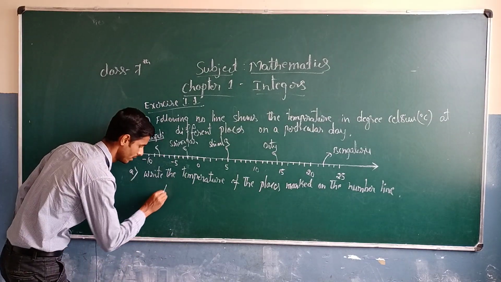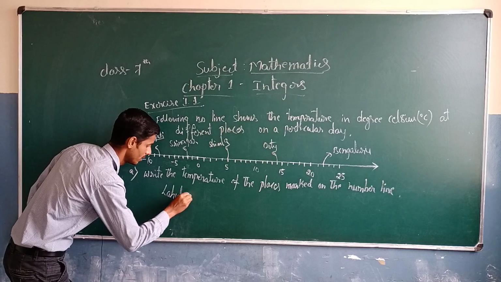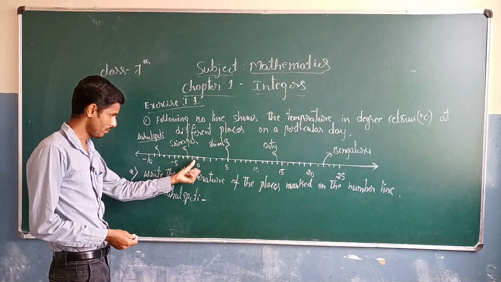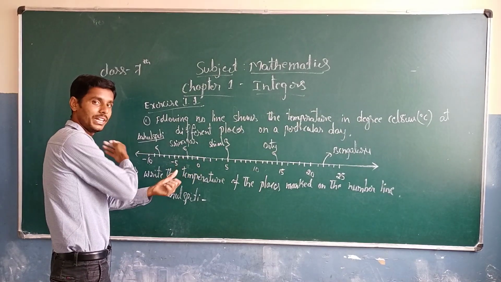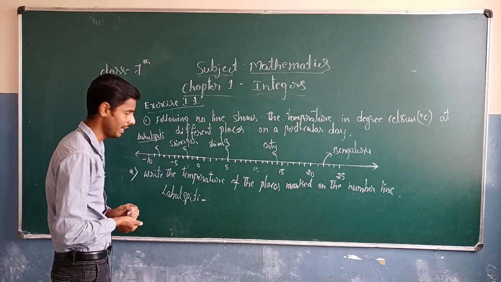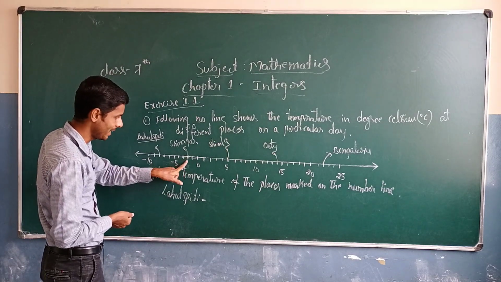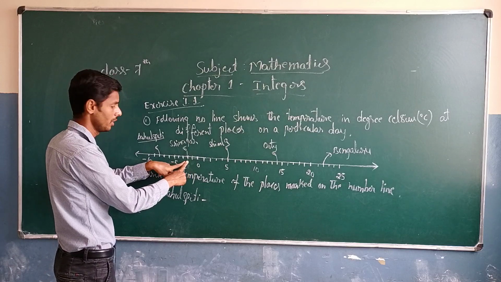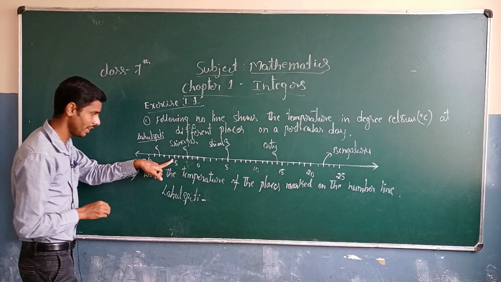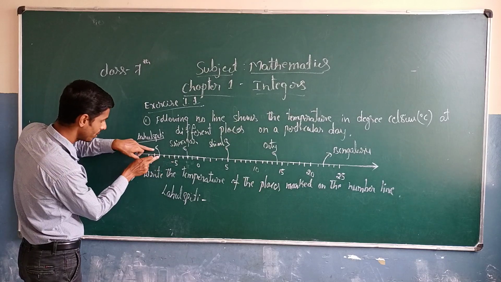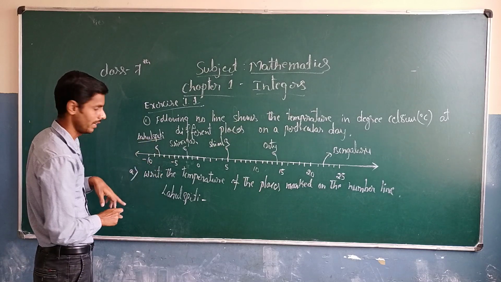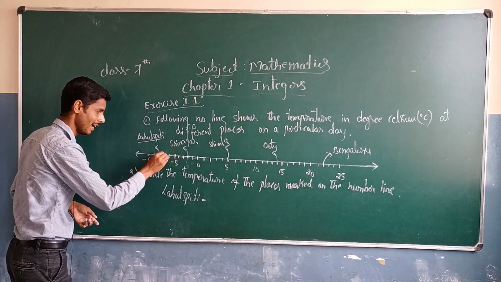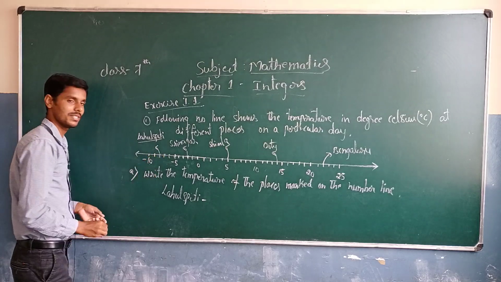Lahaul Spiti. So how to write? We already know from 0, if we move left side, we will get negative values, right? So this is -1, -2. Need not count from here. We will not count because here we have -5. We have to find out the temperature of Lahaul Spiti, right? So this is -5, which means this is -6, -7 and -8.